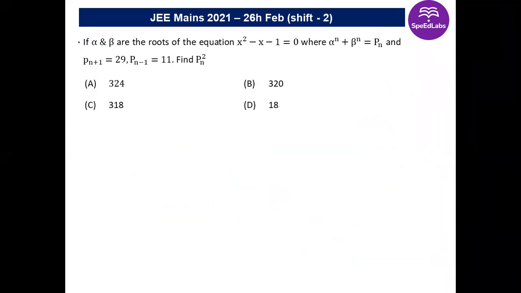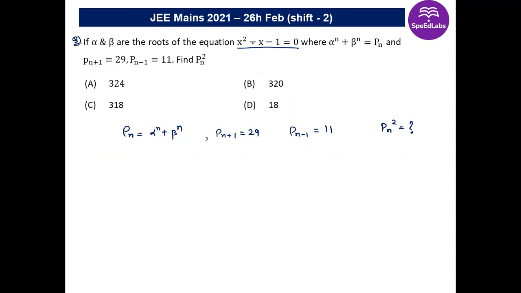Let's solve the last question of quadratic. This came in your last shift, 26th February, shift 2. So the question is, if alpha and beta are roots of this equation, and Pn is equal to alpha to the power n plus beta to the power n, P of n plus 1 is given to you as 29, P of n minus 1 is given to us as 11. So we need to find Pn square. This question is similar to the first question we discussed, right?